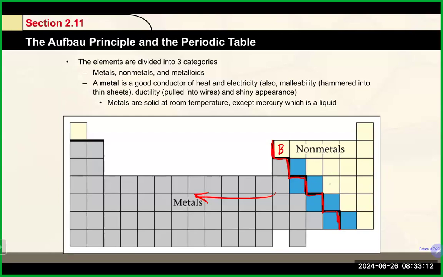If you go upper right of the staircase, those are nonmetals. Although not pictured on this periodic table, the 2 rows on the bottom are also metals. They usually are down in this area. When we look at the staircase here, the staircase is metalloids or semi-metals. Some books will include boron as part of that or make it a nonmetal.